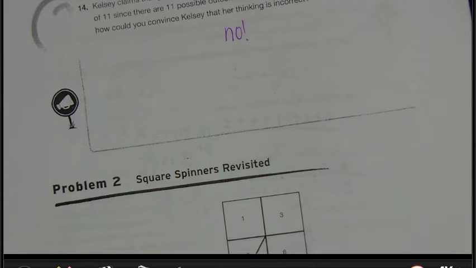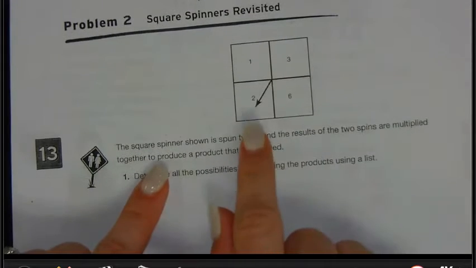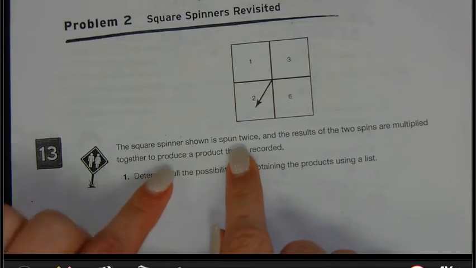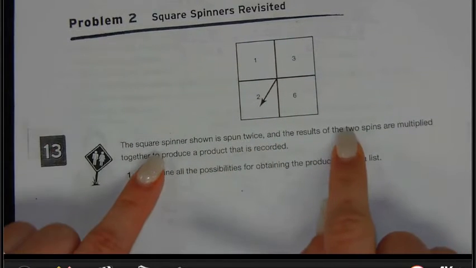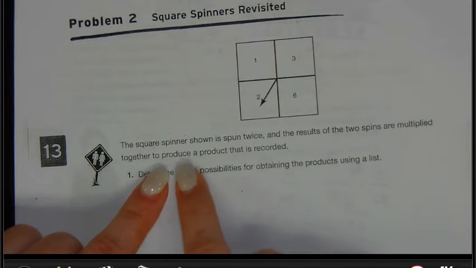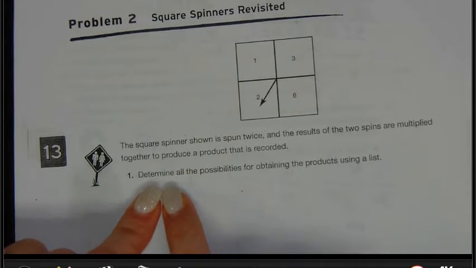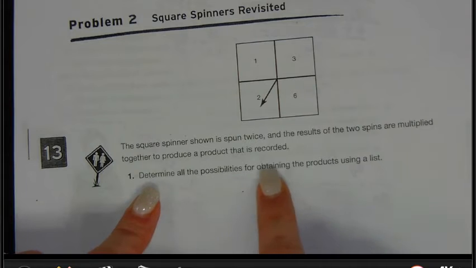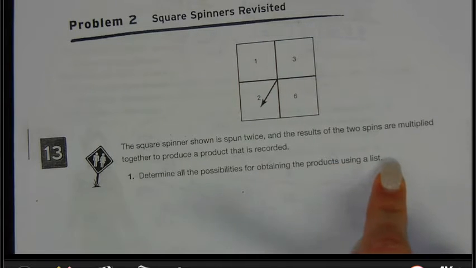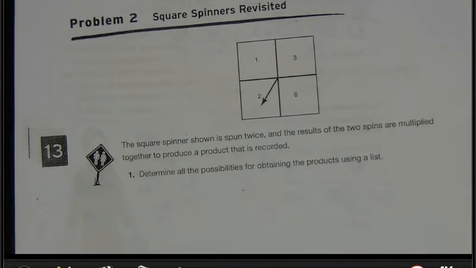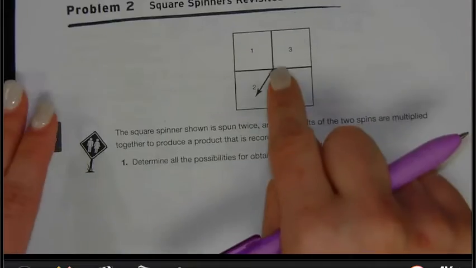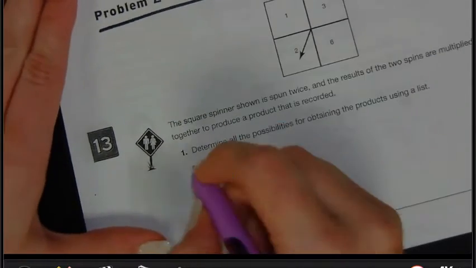Okay, problem number 2. A square spinner revisited. The square spinner shown is spun twice, and the results of the spin are multiplied together to produce a product that is recorded. So, determine all the possibilities for obtaining the products using the list. Okay? Meaning, I'm going to take this spinner and I'm going to spin it 2 times.